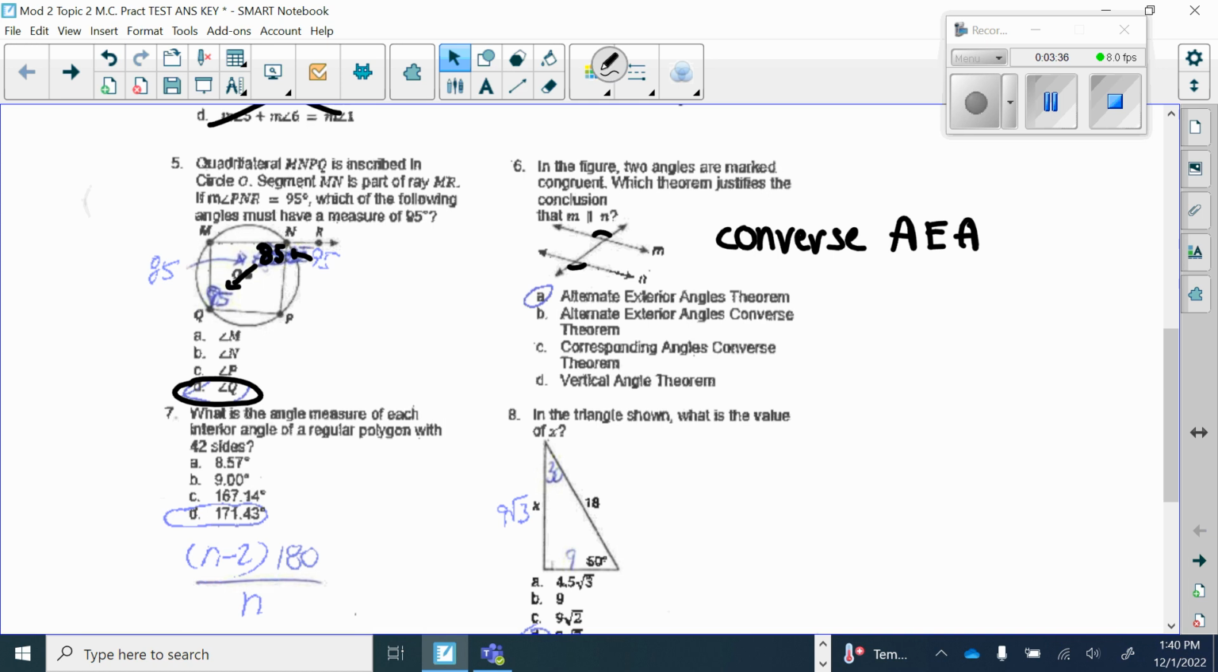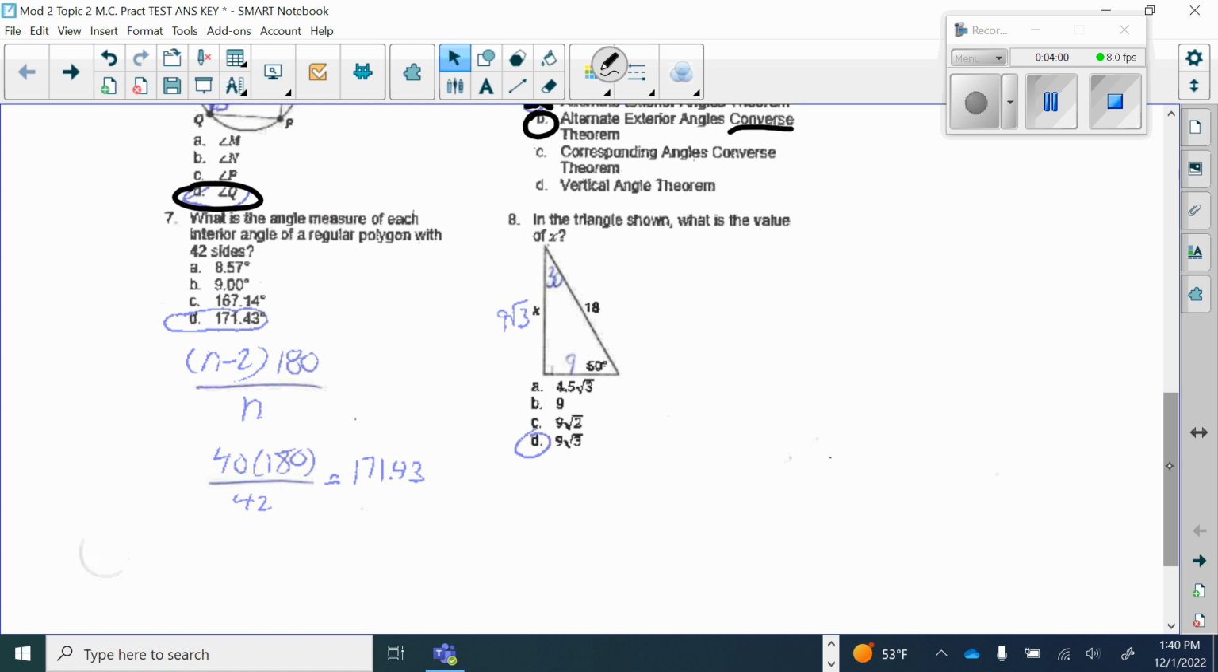It doesn't matter if they put the converse at the front or at the end. So notice they call it the alternate exterior angles theorem. This is wrong, so wrong answer there. You've got to have converse in the answer. They put it at the end here.